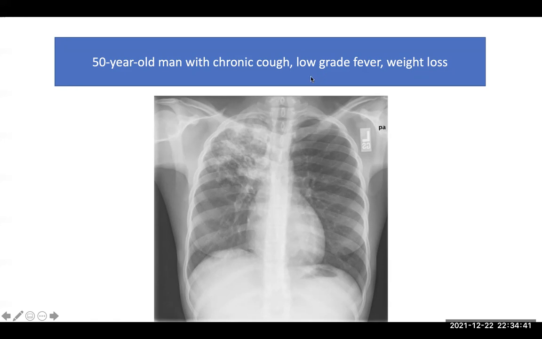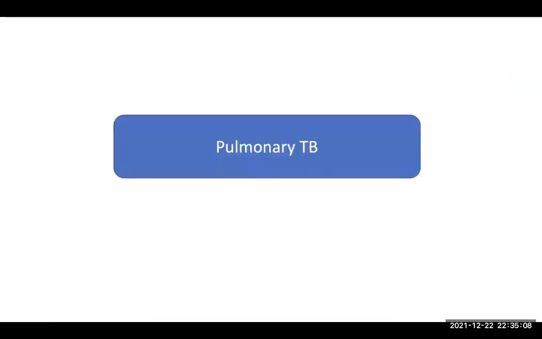With the same kind of X-ray, if this patient had high-grade fever and a very short duration, then we would think about consolidation. But as this patient has chronic cough, low-grade fever, and weight loss, and in the X-ray the upper part of the right lung is involved, and in tuberculosis the upper part of the lung is the favorite site of involvement, it's a clear-cut case of pulmonary tuberculosis. This is pulmonary tuberculosis, and it is a very common disease in our subcontinent.